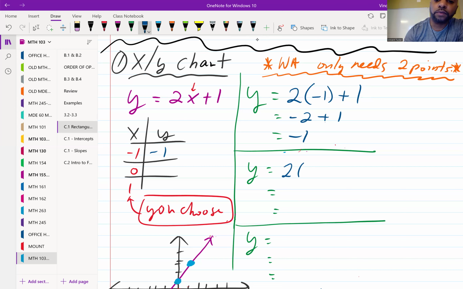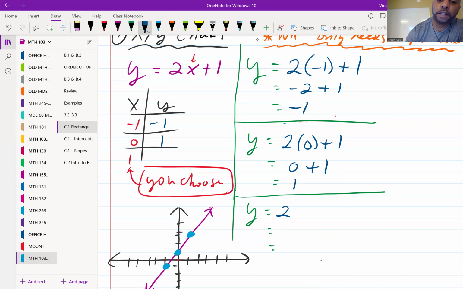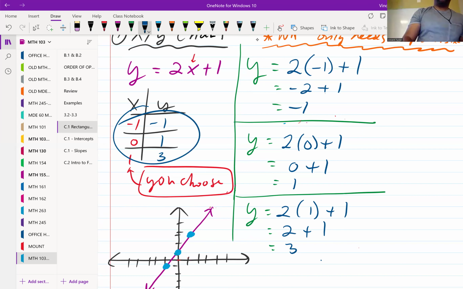Do the same thing for 0. Plug in 0 for x. 2 times 0, 0, plus 1. That's going to be +1. And then for the last value, 2 times 1 plus 1, 2 plus 1 is equal to 3. So now we have 3 points generated. Before we go to the graph, is everybody okay with how we generate those points? Once again, you choose the x values, then you plug them into the equation to find the corresponding y values. And that'll help you create your ordered pairs.